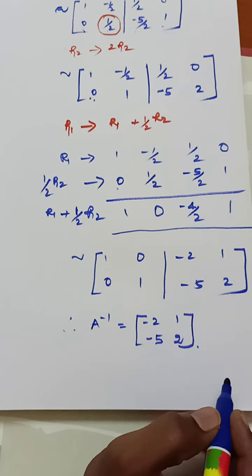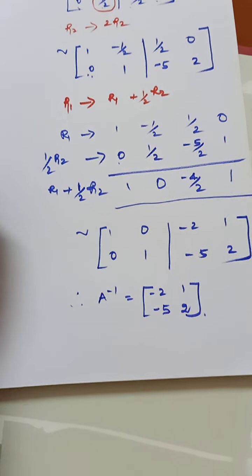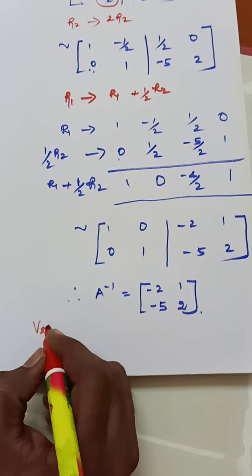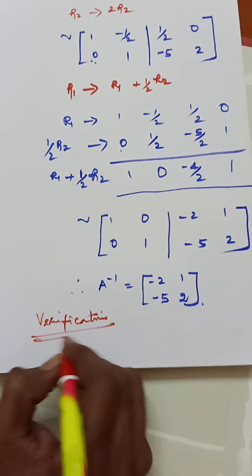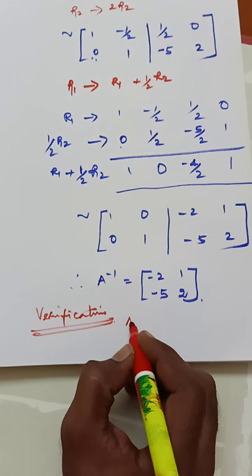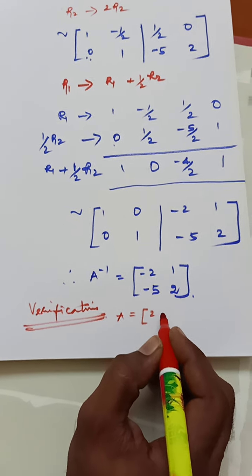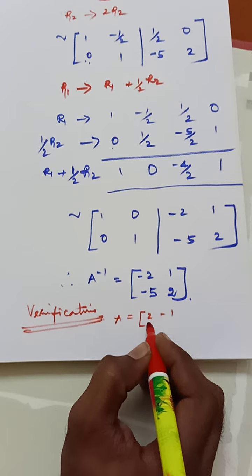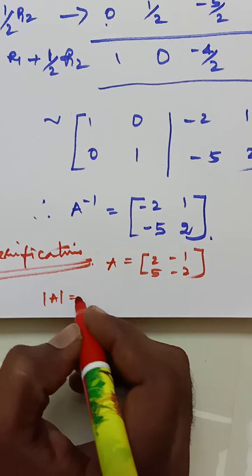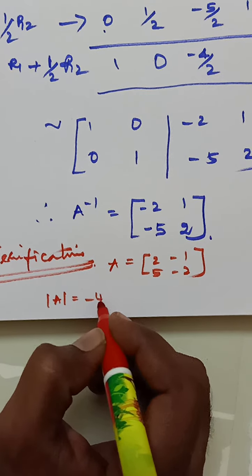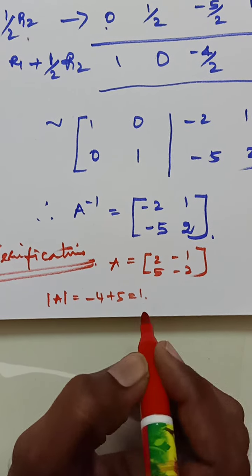You can check with your direct inverse method. What is your direct inverse method? Verification. This is also for your reference, no need to do it in your exam. So your A is given by 2, minus 1, 5, minus 2. What is your determinant of A? Determinant of A is minus 4 plus 5 equal to 1.